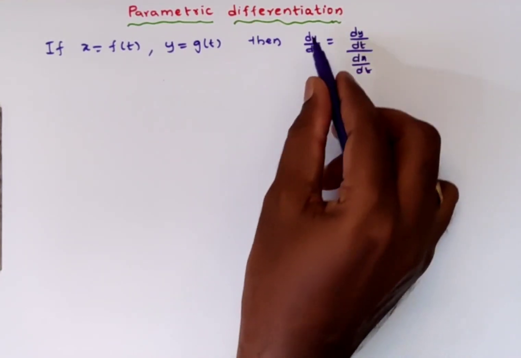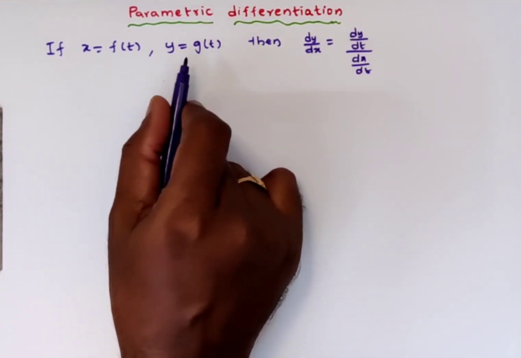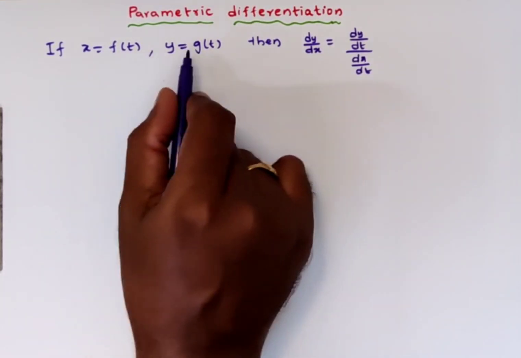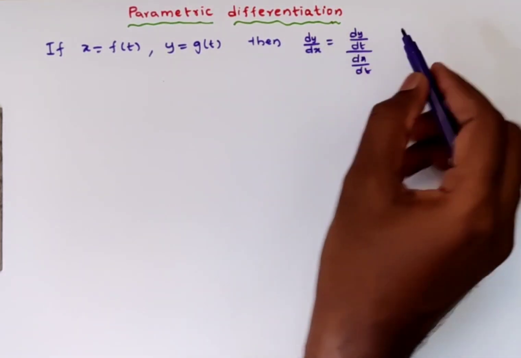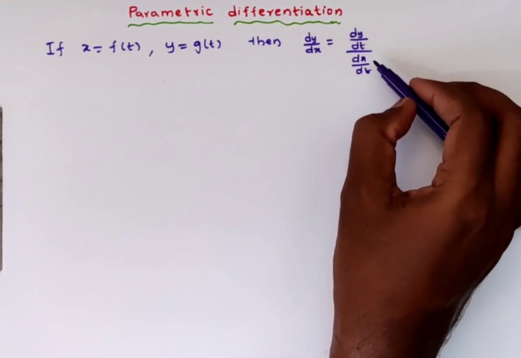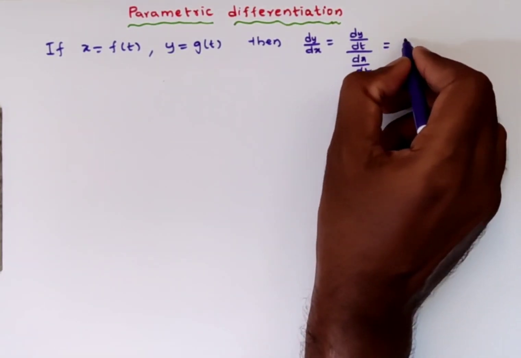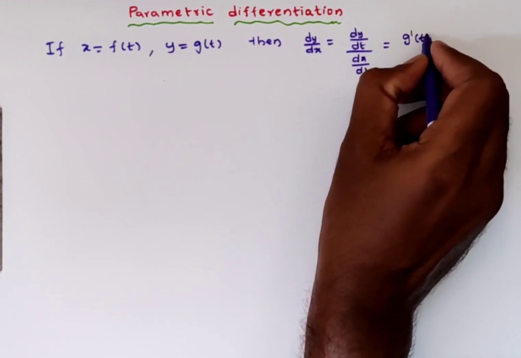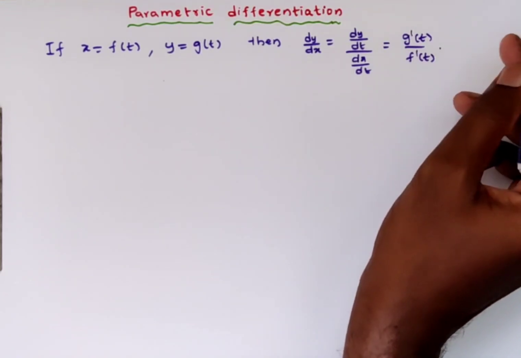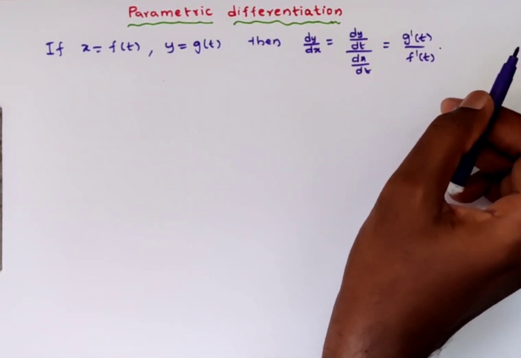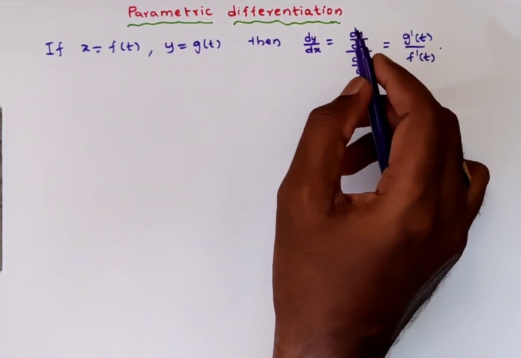So here we need to find the derivative of y with respect to x, but the given functions are in terms of t. x is in terms of t and y is in terms of t, but the derivative of y with respect to x is dy by dt whole divided by dx by dt, or simply you can write this as g prime of t divided by f prime of t. So this is called parametric differentiation. We will see how it works.